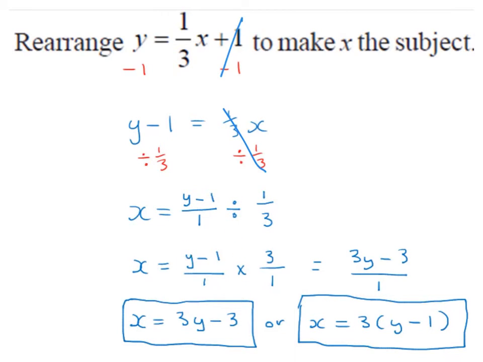So we end up with y multiplied by 3, which is 3y, minus 1 multiplied by 3, which is minus 3, and 1 multiplied by 1, which is 1. 3y minus 3 over 1 is just going to be 3y minus 3. This answer is okay, but I can actually continue on and factorize, taking out the 3 as the HCF, the highest common factor. So my final answer will be x equals 3 multiplied by y minus 1.